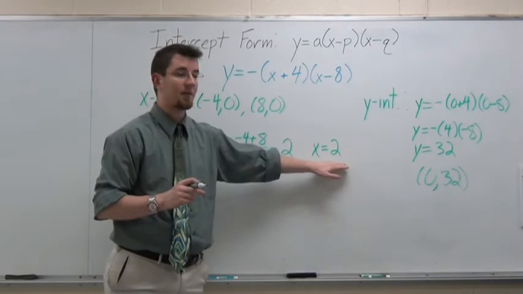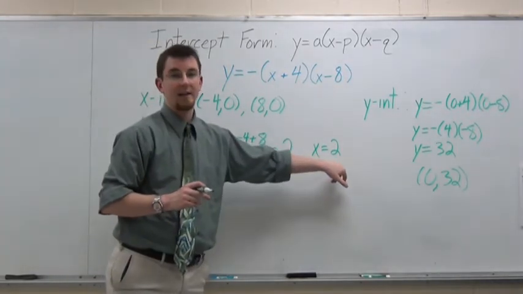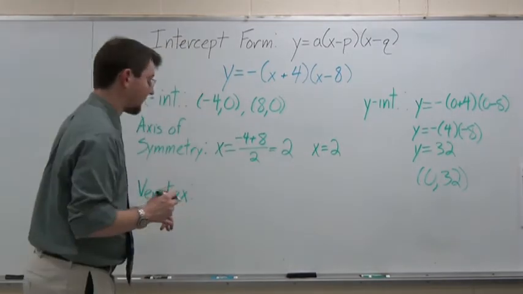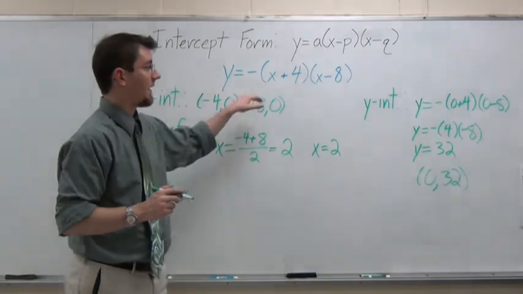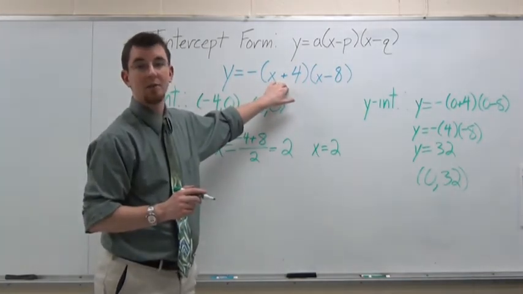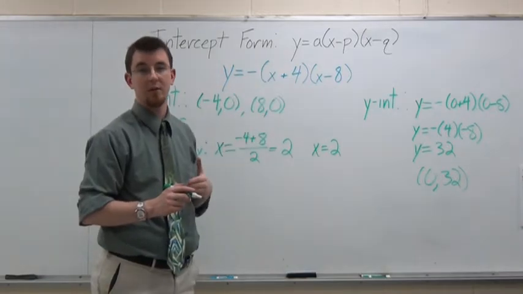Now, the last thing we're going to do is the vertex, and we actually use that. So if you remember, the axis of symmetry is going to cut through the vertex. This line gives us the x-coordinate for the vertex. So I know that 2 is going to be my x-coordinate for the vertex. I have to plug back into my original equation to find out what the y value that corresponds to 2 is.